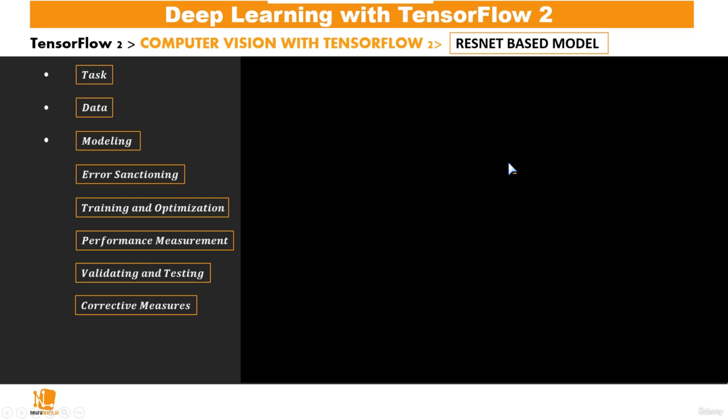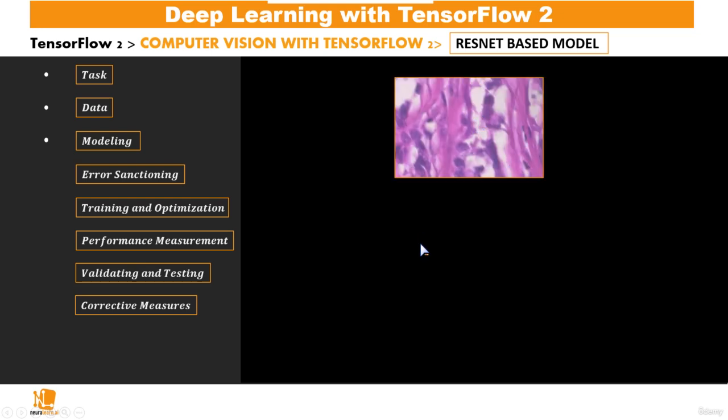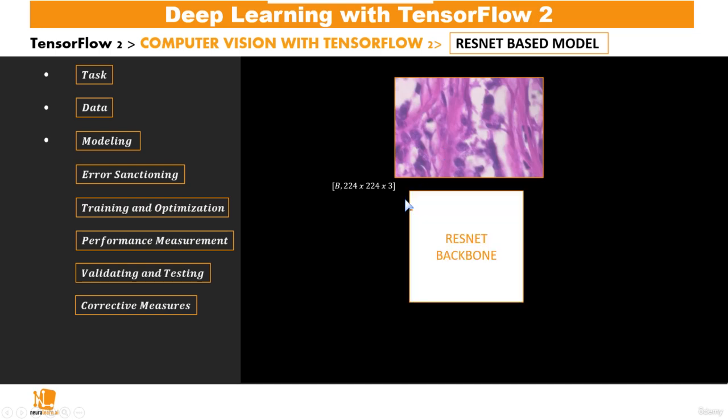Now suppose we have this input image right here. This input image will be of shape batch size by 224 by 224 by 3 after resizing and normalizing. Then we have our ResNet backbone, which has been trained on ImageNet.